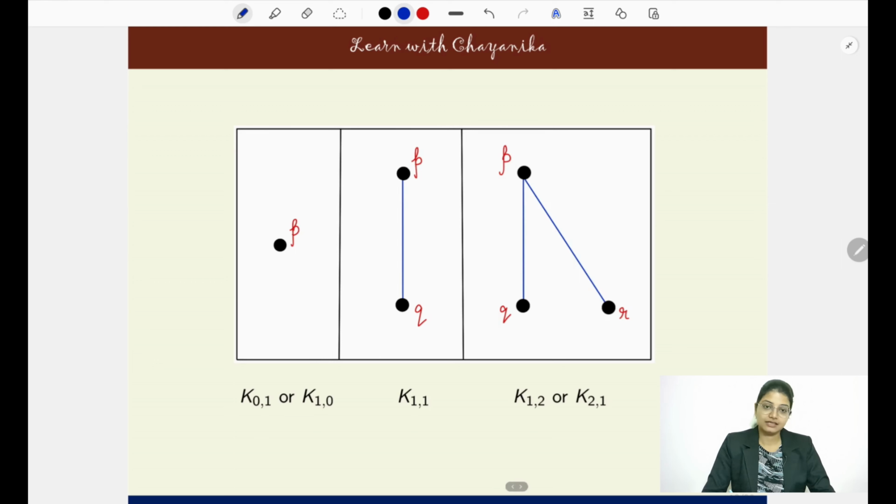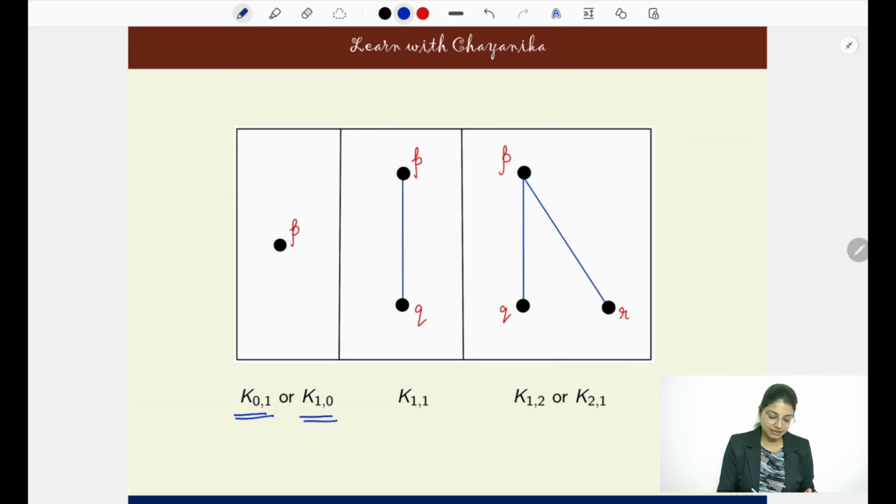So let's see the very first few complete bipartite graphs. Here in the very first example we have K01 or K10. Observe it carefully. Here we have 0 vertices in one partite set and 1 vertex in the other partite set. See, the order doesn't matter. You can write K23 or K32. It will be the same thing. The graph will be the same. So here we have 1 vertex in one partite set and the other partite set has 0 vertices. So it does not have any vertex. So there is only 1 vertex present and there is no question of having any edge then.